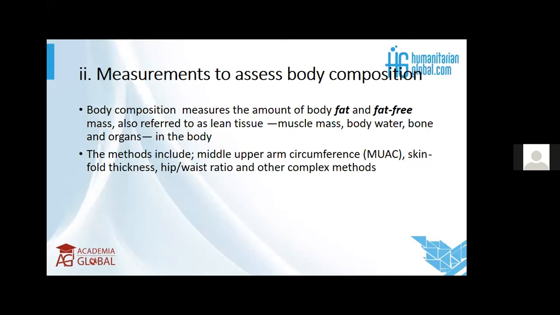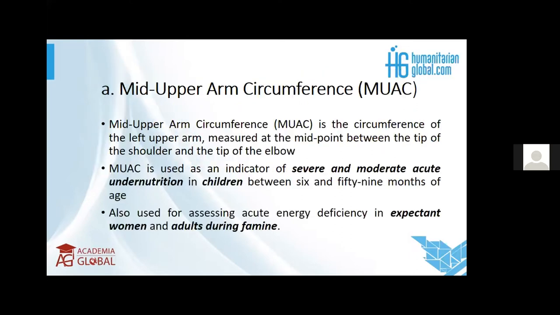indicate health status. What we are going to look at are the circumference, some waist measurements, the skin fold thickness, the waist to hip ratio, and we also have other sophisticated methods that are used in the clinical setup, which we are also going to mention. So we start with the MUAC.